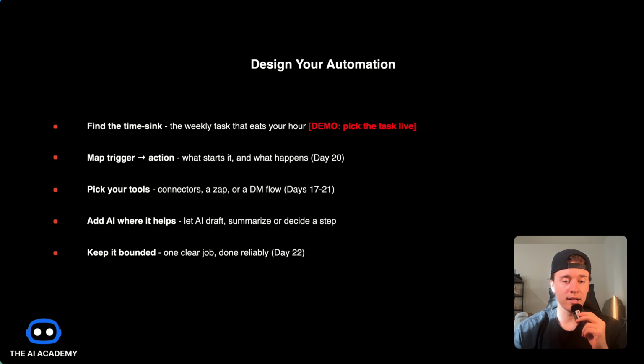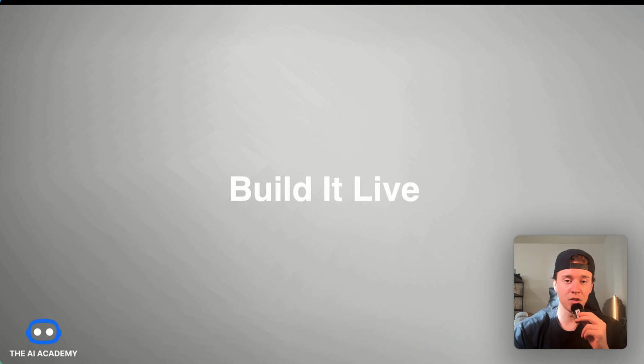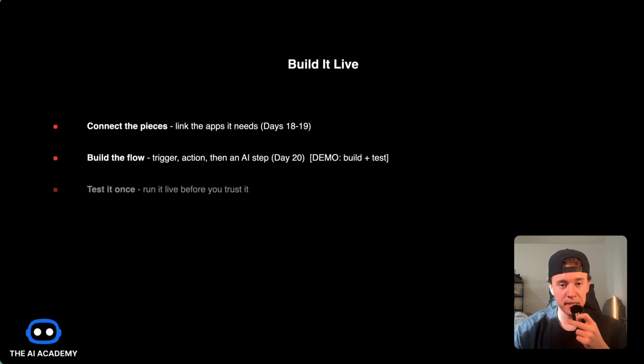And then keep it bound to one clear job done reliably from day 22. So now we're going to build it live. And we're going to connect all these pieces, link the apps that it actually needs, which we did on day 18 and 19, so these should be hooked up to your LLM already. Build the flow with the trigger, the action, the AI step. We did this on day 20. I showed you a demo already. And then test it once.